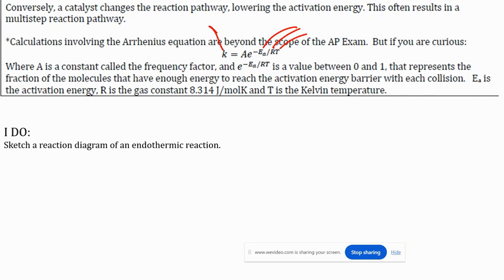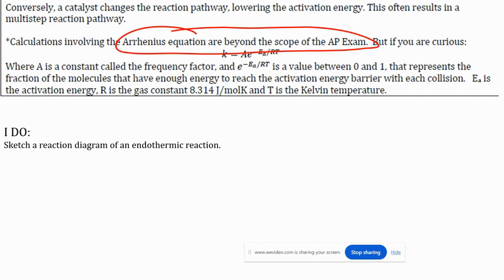So again, if you're fancy enough that you want to look it up and research that guy on your own, you go for it. It's called the Arrhenius equation. It is beyond the scope of AP. You do not need to worry about it. But if you're a geek and you like learning about extra stuff, go hit it up. We're going to do something a little easier, though.